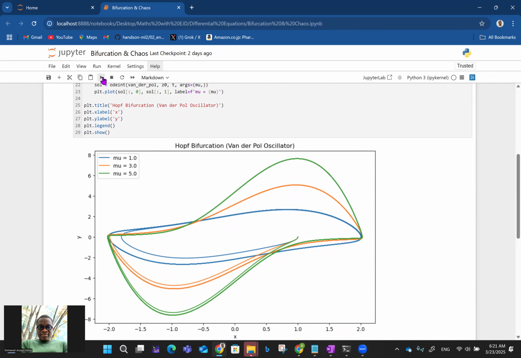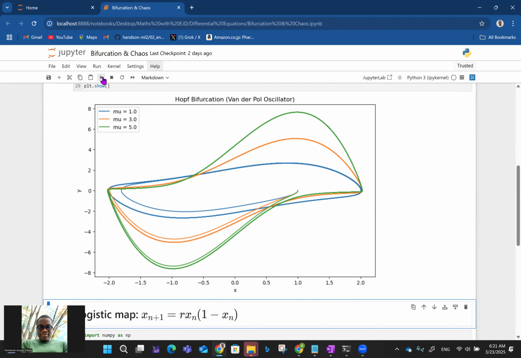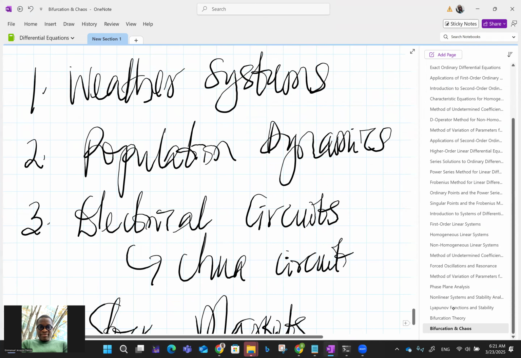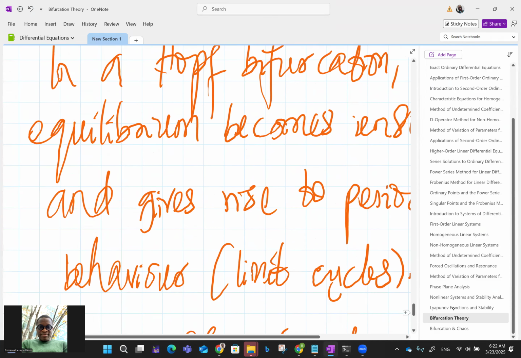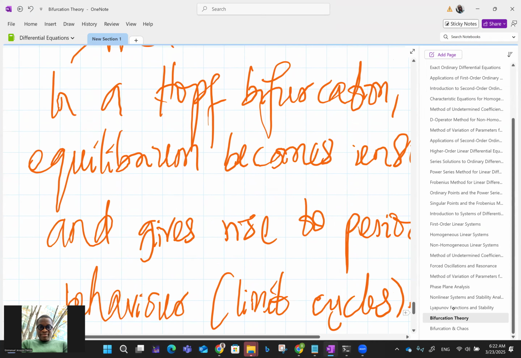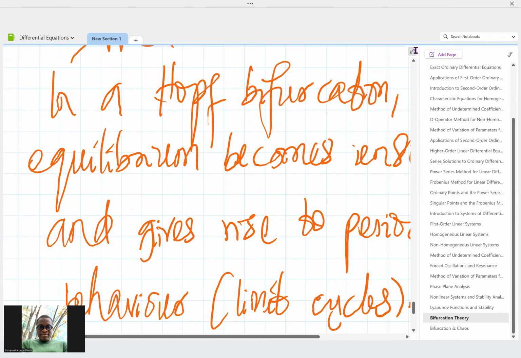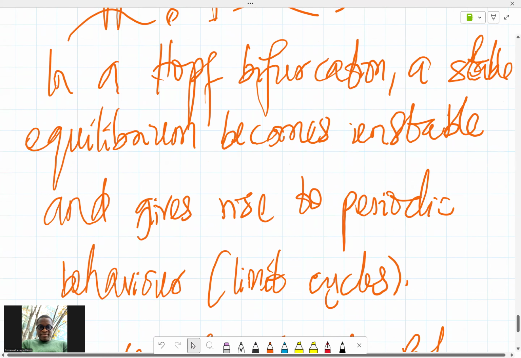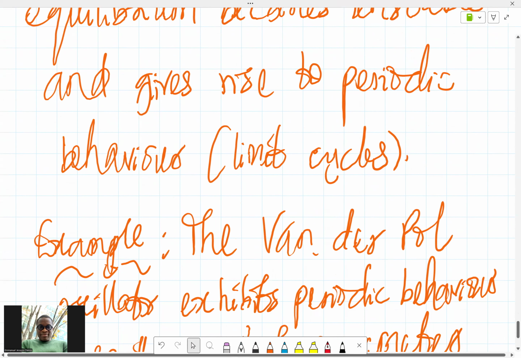And when it's green, you have it in green. So that's how Hopf bifurcation looks like. All right. In our previous lesson, let me see what we said about bifurcation. I think that was about the last thing. So in a Hopf bifurcation, a stable equilibrium becomes unstable and gives rise to periodic behavior or limit cycle.